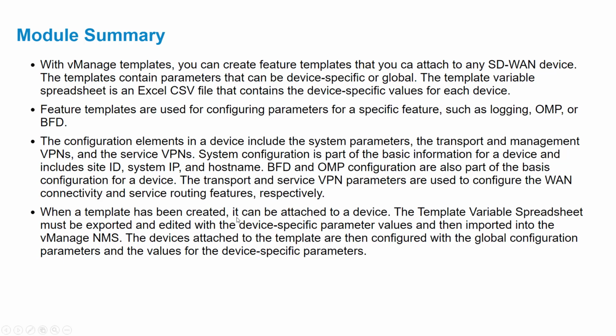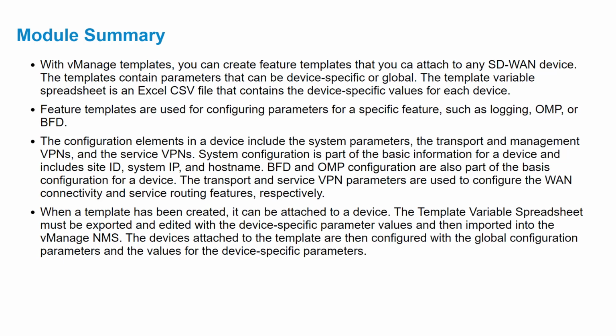The transport and service VPN parameters are used to configure the WAN connectivity and service routing features. One is for the overall management of the SD-WAN fabric, and the other is for the management of the service VPNs that service the clients. So when a template's been created, we can attach a device. That template variable spreadsheet has to be exported and edited with device-specific parameters so that we can meet the requirement of those individual device parameters that need to be configured on an individual device.